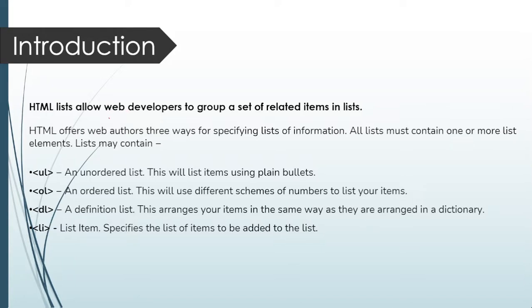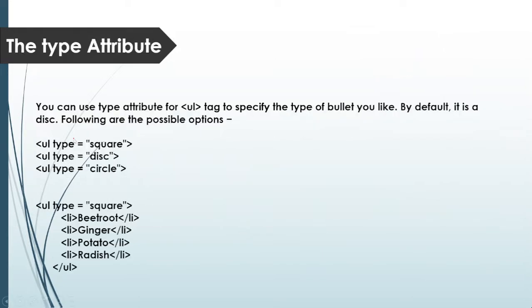List tags allow web developers to group a set of related items in a list. Suppose you want to make a list. In general, we always write it like A B C D, X Y Z. We use these symbols, or when we make a list of students, we always write 1 2 3 4 5 like this. So this is how we want to create a list by using HTML tags.